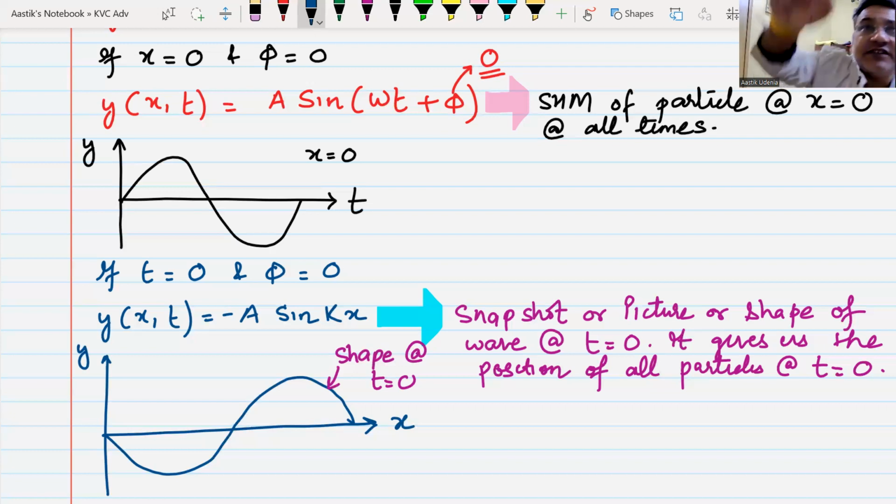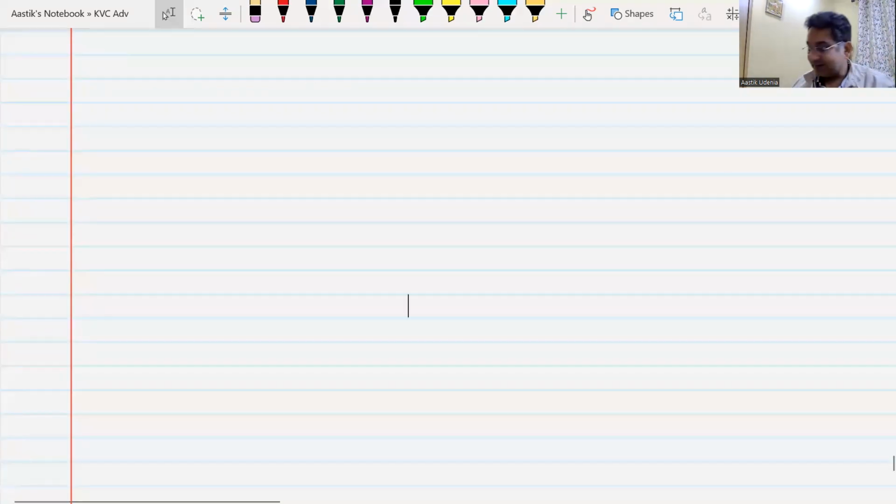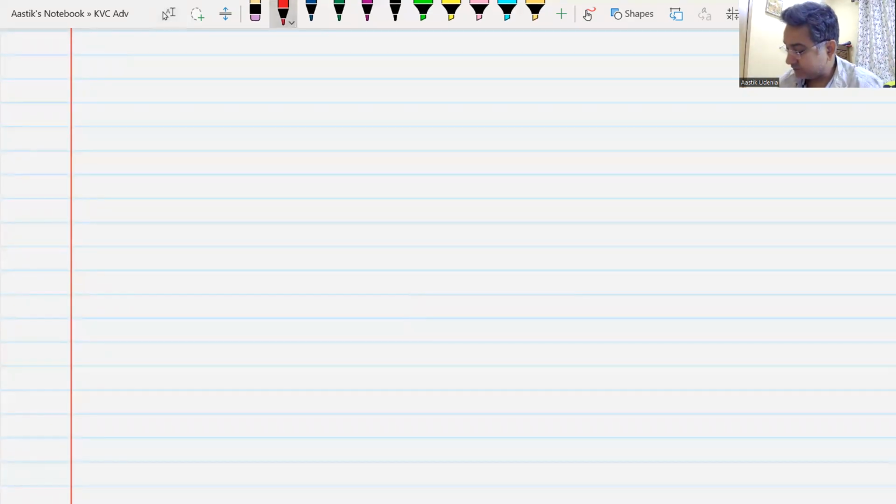Okay, so if you understand this, half of the battle is won, because we now understand the basics of this wave. But remember, this wave consists of particles which are doing SHM. Now we come to velocity and acceleration of particle.